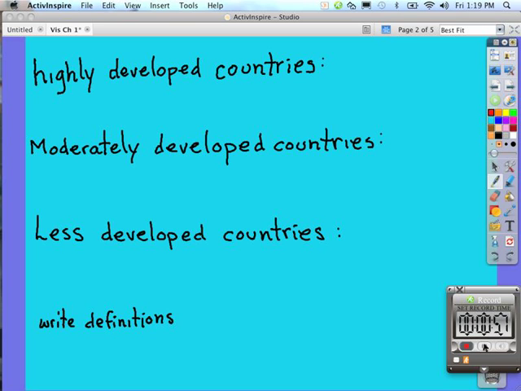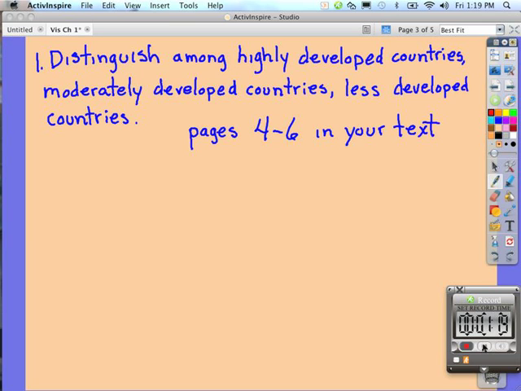Three categories we'd like to discuss involve highly developed countries, such as ourselves, moderately developed countries, and less developed countries. Go ahead and write these down and give yourselves working definitions, so that we can refer to these and you'll have an idea in your mind what we're talking about when we mention them. The first objective in our book says that we'll be able to distinguish among highly developed countries, moderately developed countries, and less developed countries. And these definitions you'll find on pages 4 through 6 in your text.